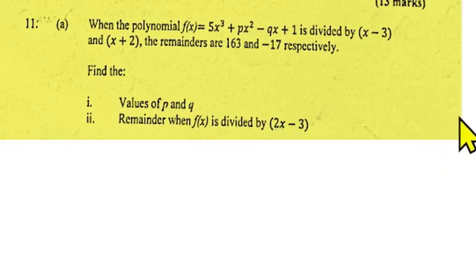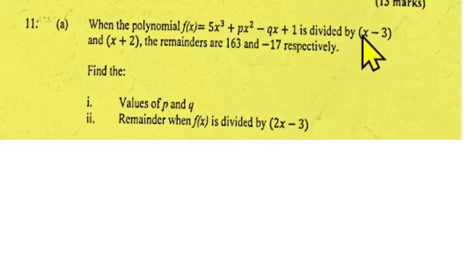So how do we get this? Like I told you, it's from the remainder theorem. When I divide this function by x minus 3, it gives us the remainder of 163. When I also divide this function by x plus 2, it gives me the remainder of minus 17. Then that means you can apply the remainder theorem here.